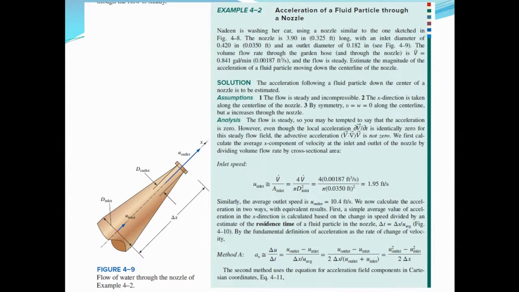Acceleration following a fluid particle down the center line is to be estimated, and we need to start by laying down our assumptions. The flow is steady and incompressible. Already mentioned that it is steady from the problem, hence del V del T is zero. Our local acceleration will be zero, definitely. And the x direction is taken along the center line of the nozzle.